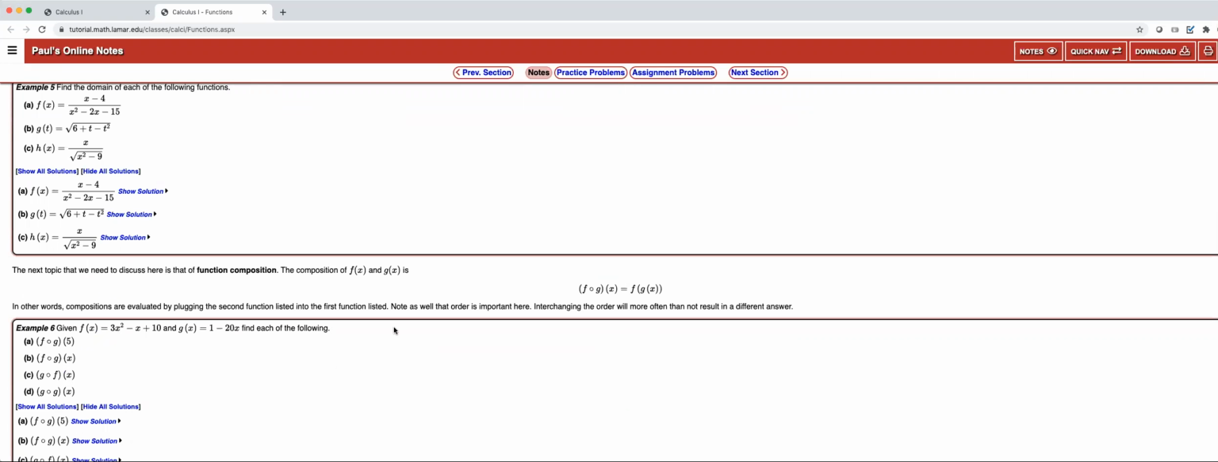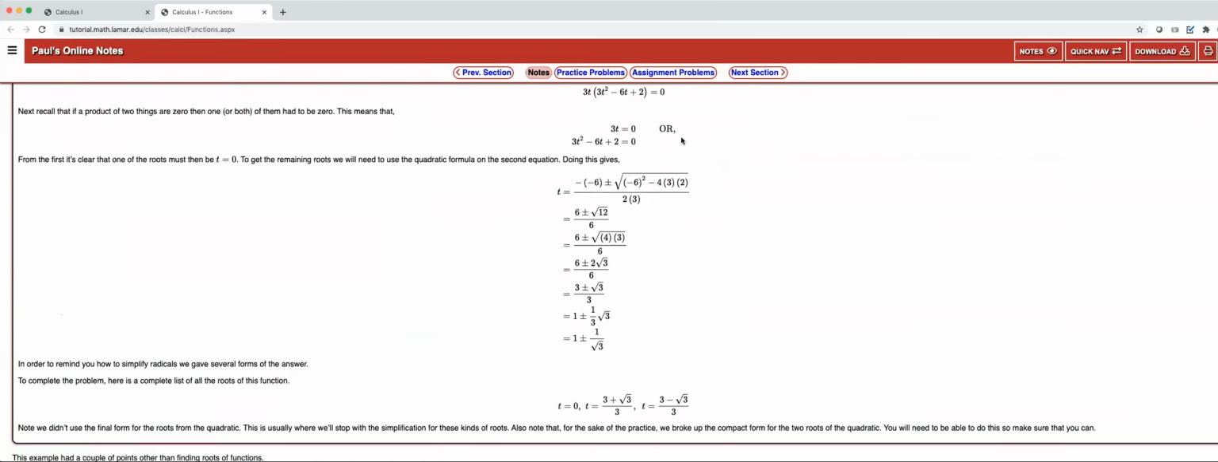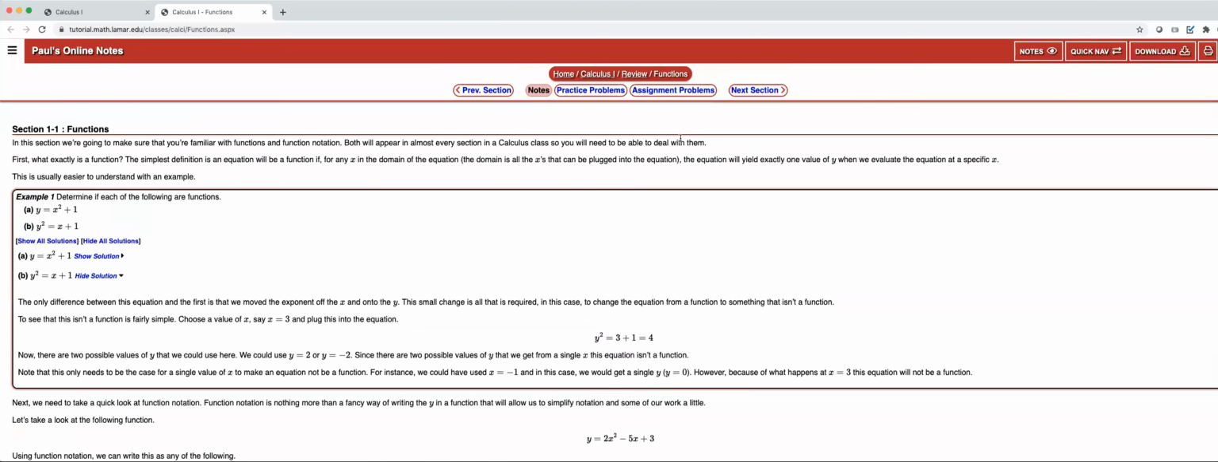And function composition, this one is pretty easy. Function composition is whenever you use a function as an input to another function. For example, f(x) is this and g is this. If they say f of g(5), that means you calculate g(5) and then use that g(5) in f. Look at what they did here. What is g(5)? Negative 999. Then you put that in and calculate. It's pretty straightforward.